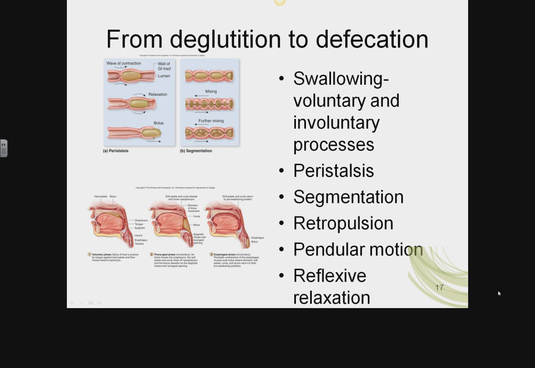The retropulsion action that is stated here is for the stomach. It's a churning-like activity. Have you ever noticed that when you eat a meal, your stomach gurgles more? And you might be embarrassed by this. You might lie and say, oh, I'm really hungry.